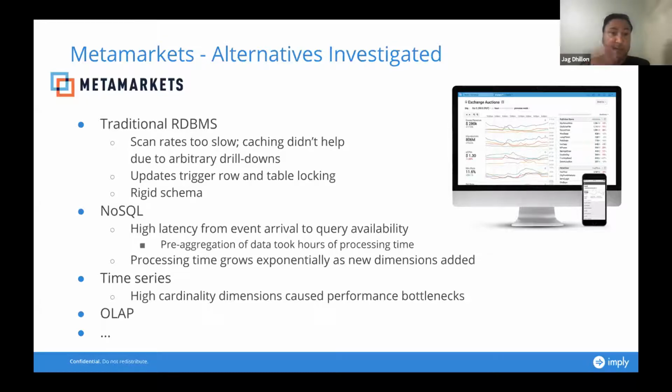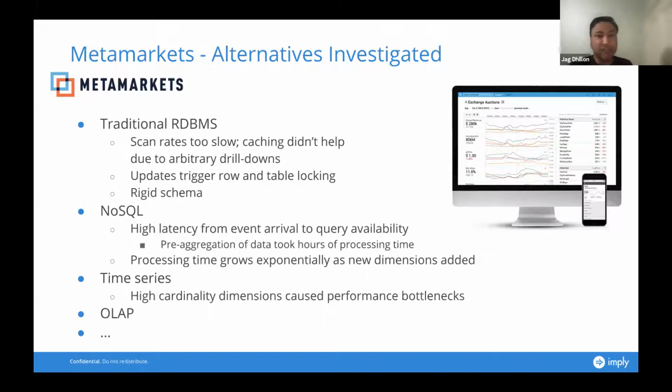NoSQL, right? They tried with that. High latency from event arrival to query availability. The challenge was there was a lot of time required for pre-aggregation of data, and that was taking hours of processing time, which was delaying them. Processing time grew exponentially as new dimensions were added. So that didn't work either.